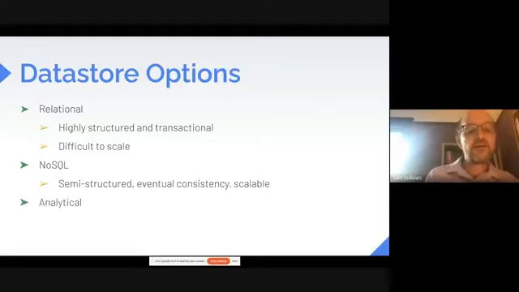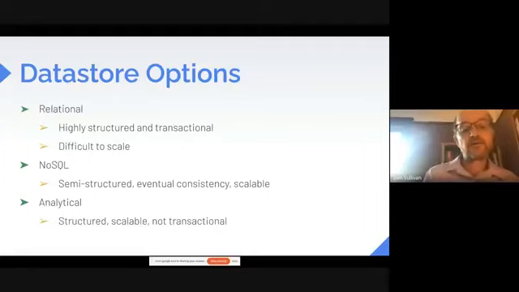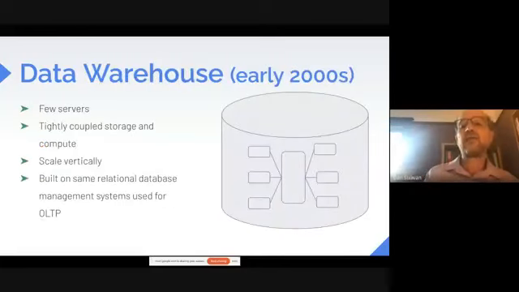And then the third type is an analytical database. That's designed for structured data like relational, but it's also designed to be highly scalable. What we give up is some of the transactional capabilities. BigQuery is an analytical database. So what we're going to do is dig into how that's different from what has typically been the case with data warehouses.